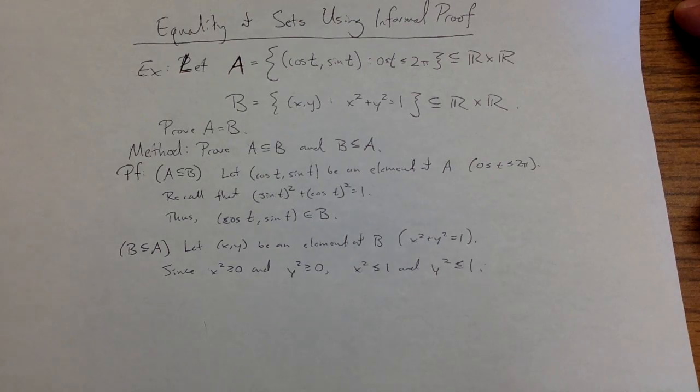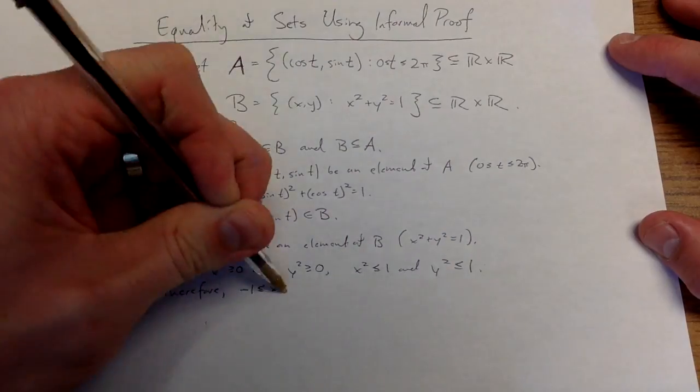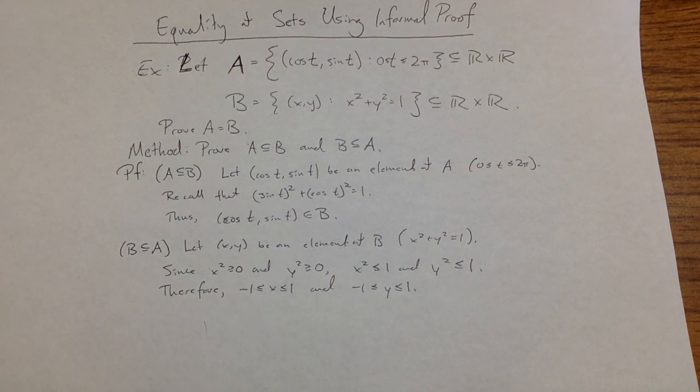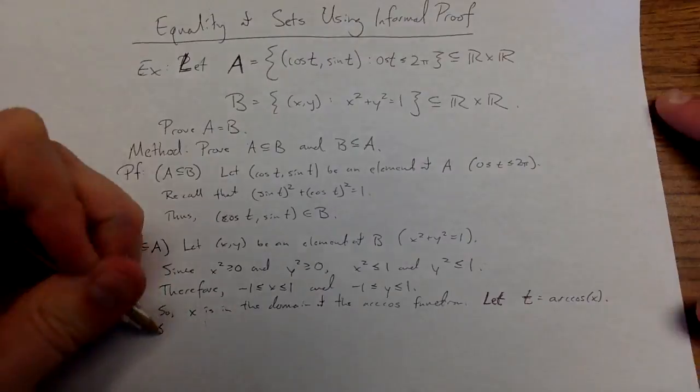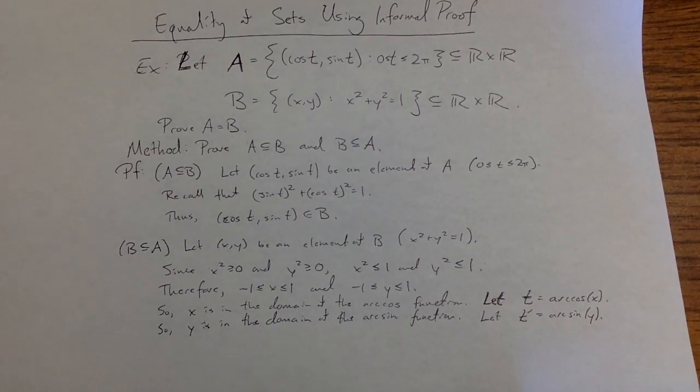If I know these bounds on these squares, that also means I know these bounds on the values of the numbers. So that means I know that x is somewhere between -1 and 1, and y is somewhere between -1 and 1. This means I can apply the arc cosine and arc sine functions to x and y. So I have that these ranges are there, and therefore I can apply these arc cosine and arc sine functions to get two numbers t and t prime.